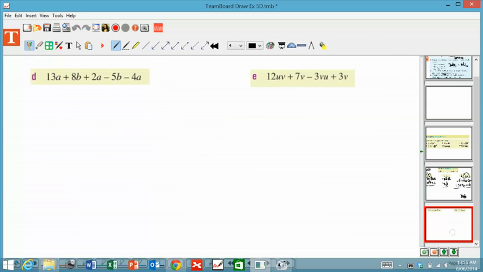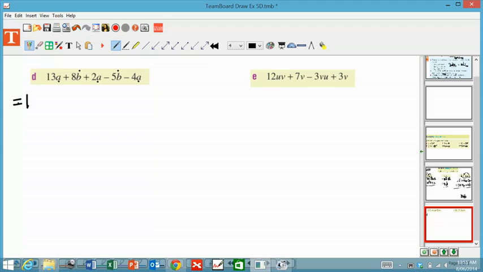Okay, last couple of examples. Again, we're going to rewrite all these and put them in some sort of order. So we've got an a there, an a there, an a there, and we've got a b, and a b. So we're going to group all these together. Remember, the sign in front has to go with it.